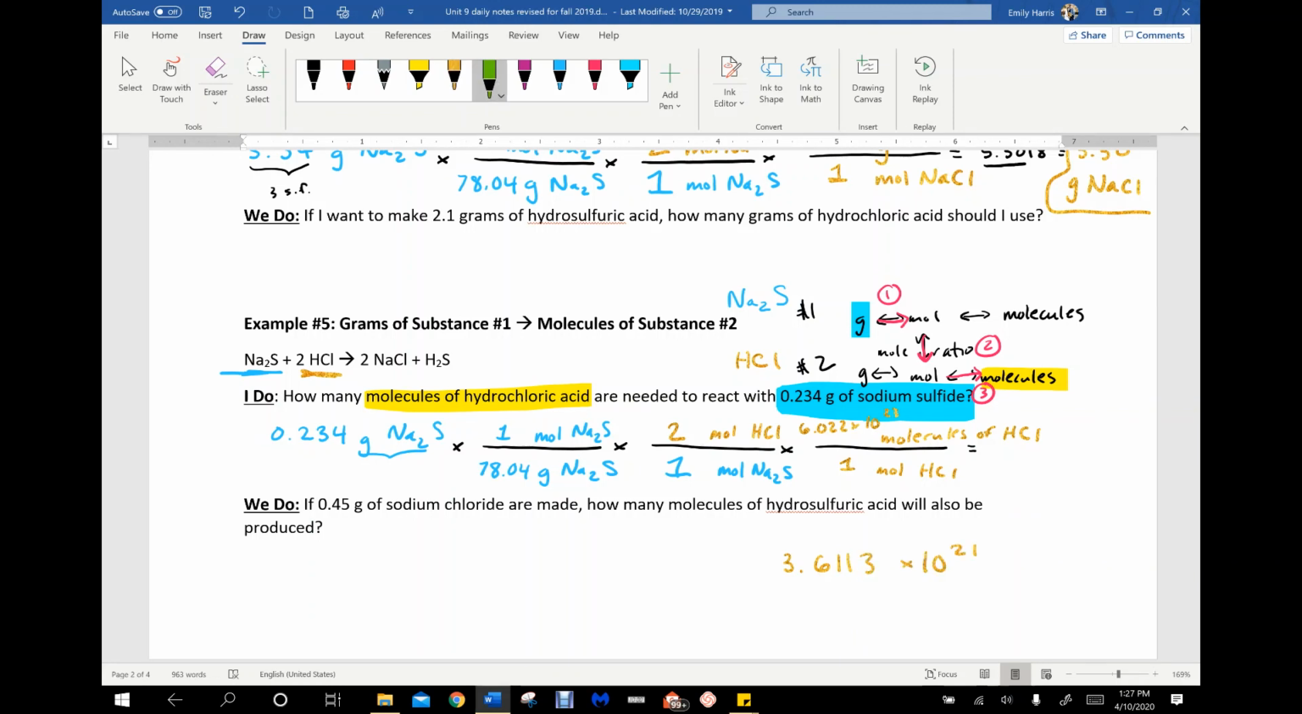So let's round some sig figs here. Remember, leading zeros are not significant. So I only have 3 significant figures here, the 2, 3, and 4. So I'll need just 3 significant figures, the 3.61. The 1 tells me to round down, in other words, stay the same. So my final answer will be 3.61. Oops, let me not forget the times 10 to the 21st. That's important. Molecules of HCl.